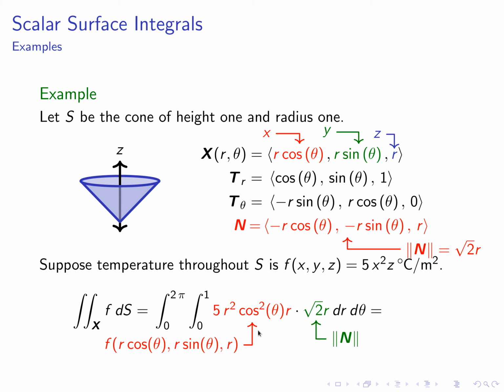So now we have an ordinary double integral to calculate, and when we do the calculus, we end up with the square root of 2 times pi, and the units here should be degrees Celsius, because the density was degrees Celsius per meter squared.